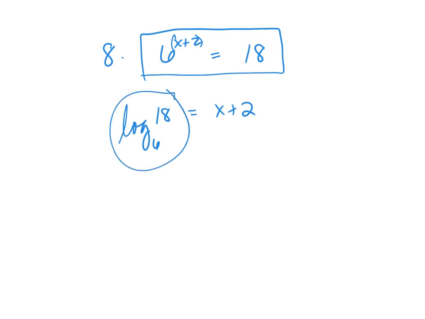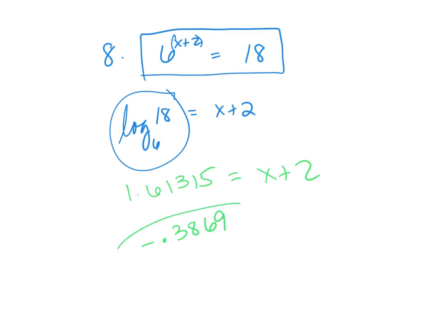This part here, you can put in your calculator. So go ahead and put log base 6 of 18 in your calculator. And that's 1.61315. So 1.61315 equals x plus 2. Now what do you do to leave the x alone? Subtract 2. Yep, and it's negative 0.3869 rounded to 4 places.